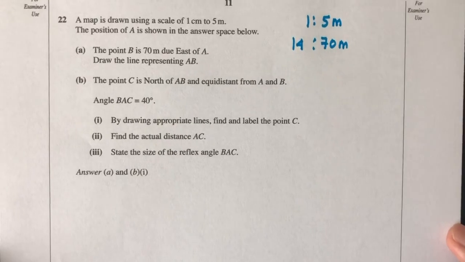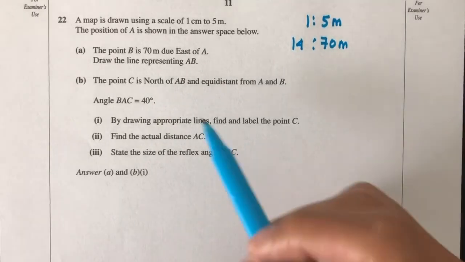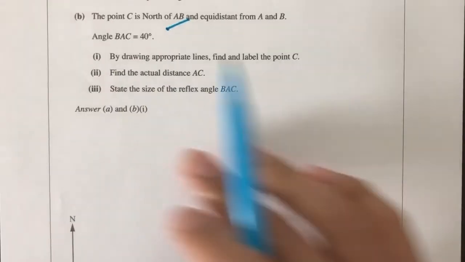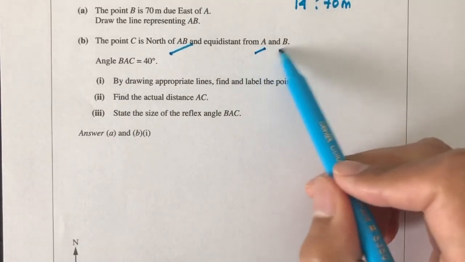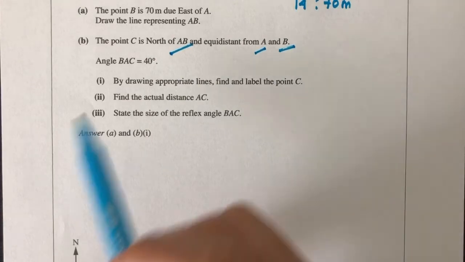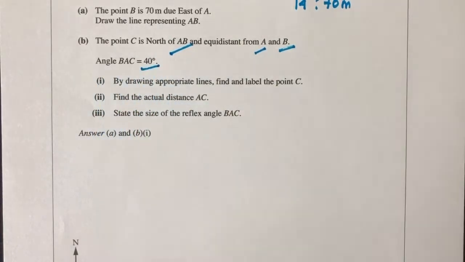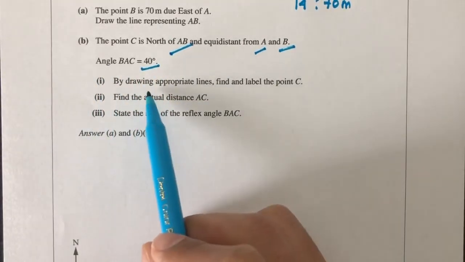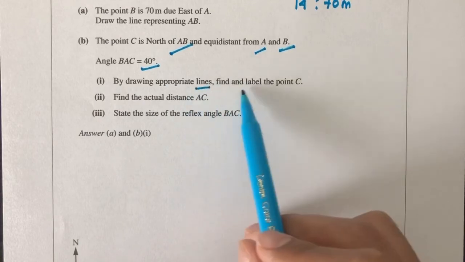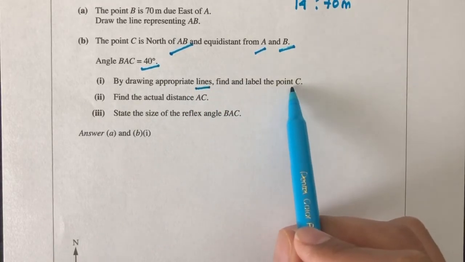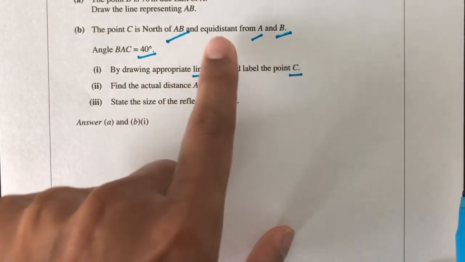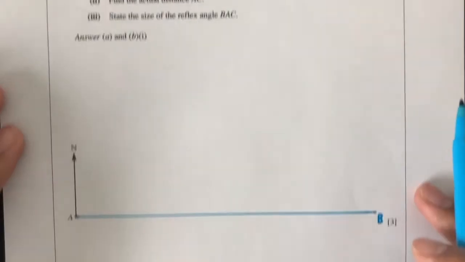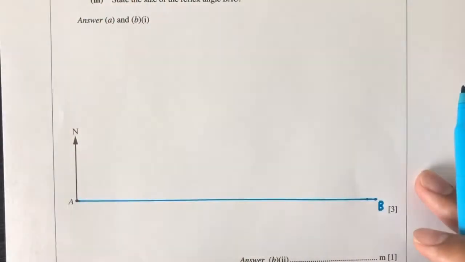Now question part B. The point C is north of AB. Okay, it will be on top of AB, and it is equidistant from A and B. So angle BAC is 40. Part 1, by drawing the lines, find and label point C. So we have to draw this first. It is equidistant from A and B. It means that it is on the perpendicular bisector of A and B.